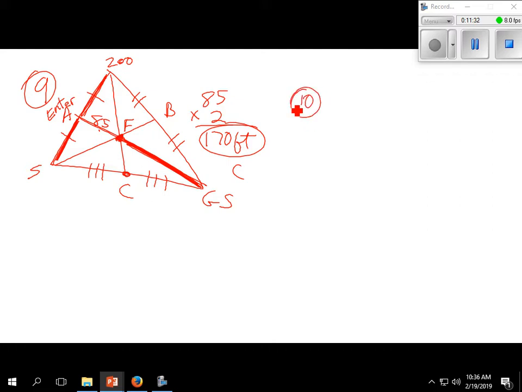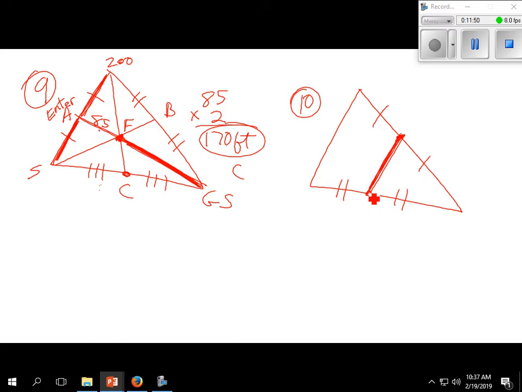Number 10. Remember on this, those were all medians. On number 10, they connect that point to that point, and they tell us that these two are congruent, those two are congruent. That's a mid-segment. Medians and mid-segments, two different things.